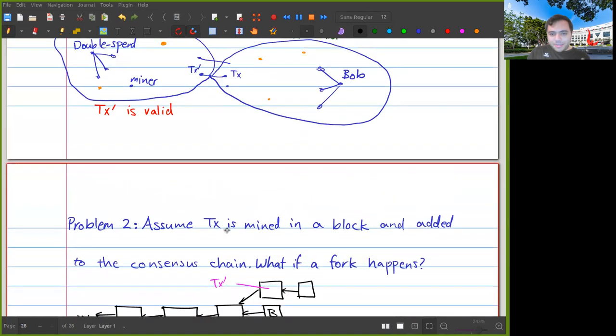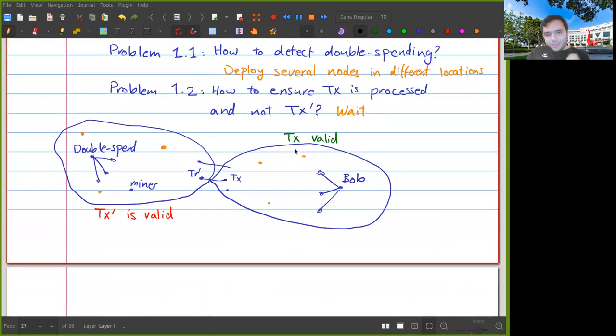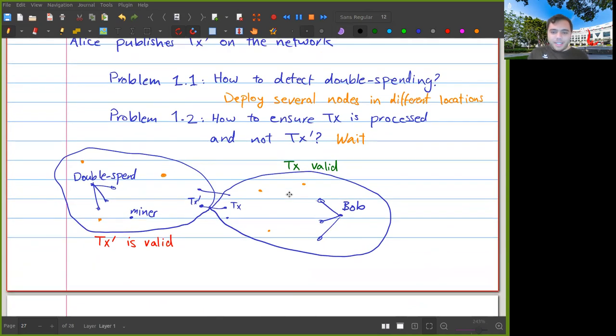But what I can be sure about is that if you deploy your nodes as Bob in many different places, then Aleph cannot fool you into thinking that she's not doing double spending when she is.